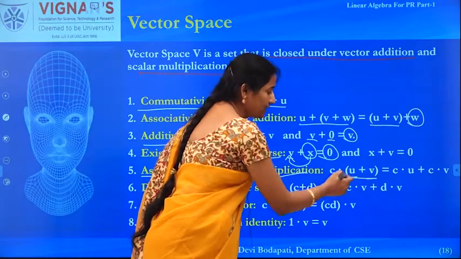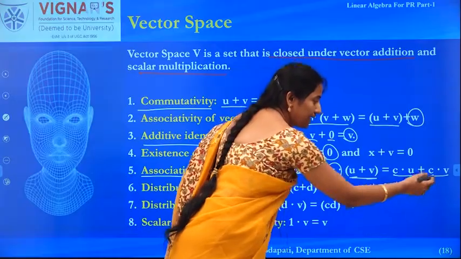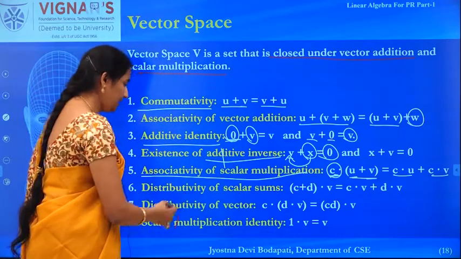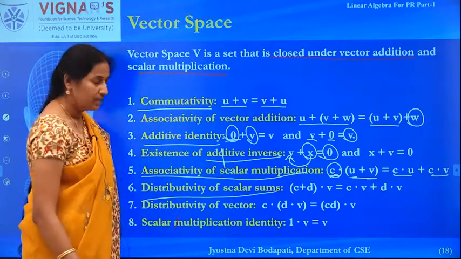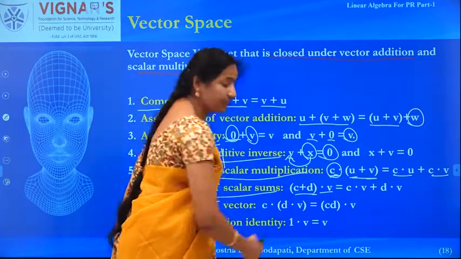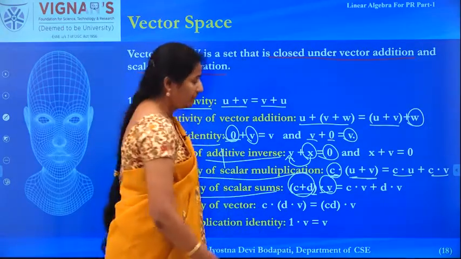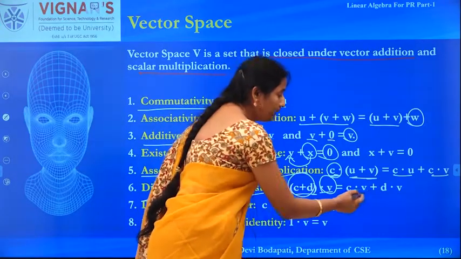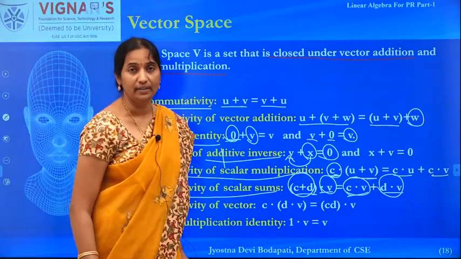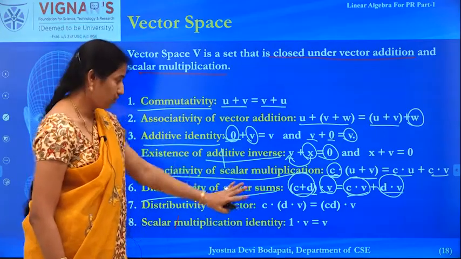So if you add two vectors and then multiply the result with the scalar, or otherwise, multiply individual vectors with the scalar and then add them up, both result in the same value. And similarly, distributivity is applicable for scalar sums. So consider C, D as scalars and V is a vector, and then if you add these two scalars and multiply that with a vector, that results in the same value when you multiply the scalars separately with the vector V and then add them up together. So that is how the distributivity law holds for the scalar addition of vectors.